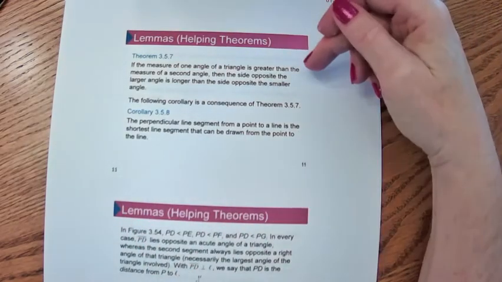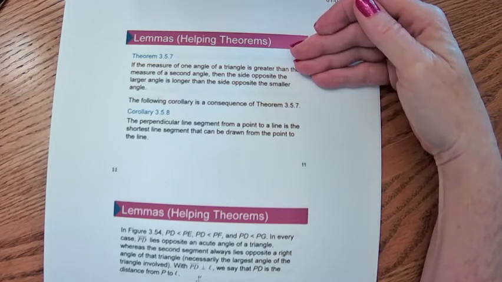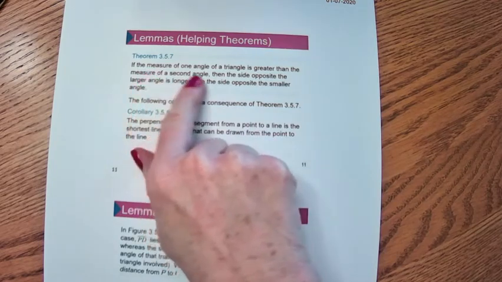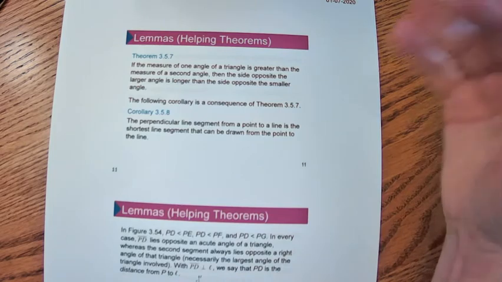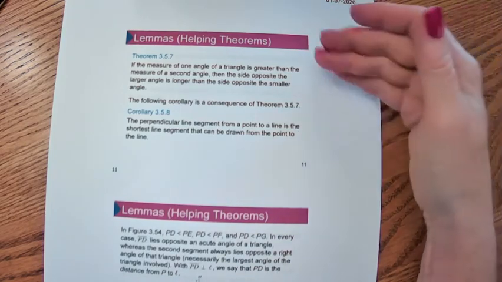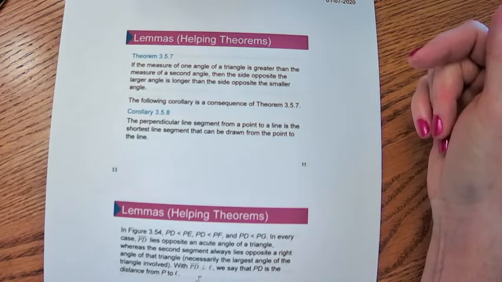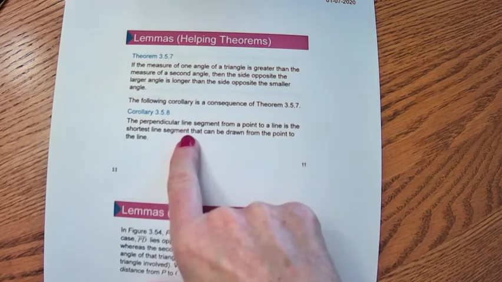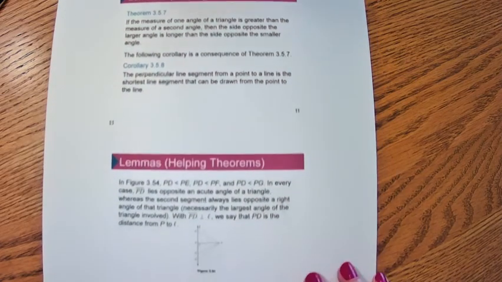So the last lemma started with side lengths. If you know one side length is the longest, you know that angle is the biggest. This one starts with, if you know one angle is the biggest, you know the opposite side is the longest. It's basically a corollary. Moving on, a perpendicular line segment from any point is always going to be the shortest segment that can be drawn.